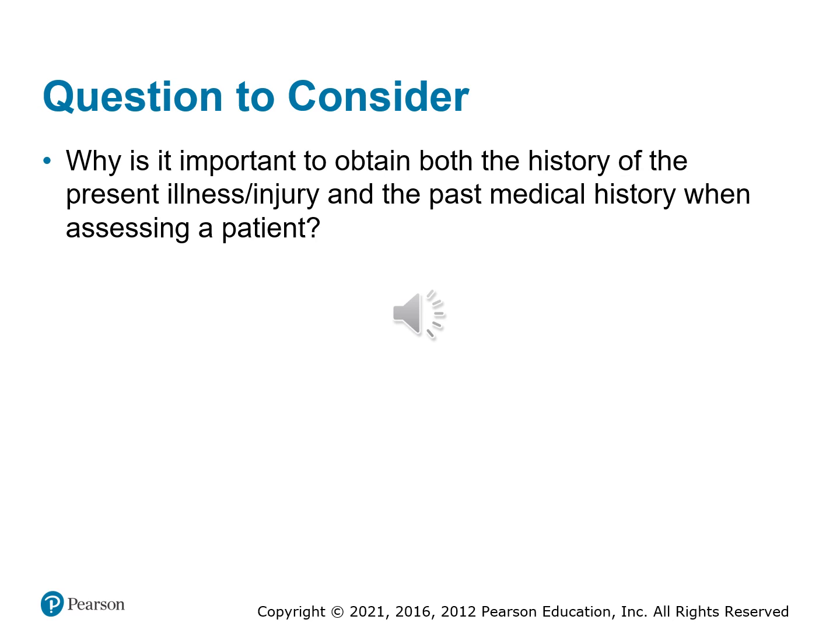So when we think about our history, remember we're looking for two pieces of history. We need to know what's going on now and what has happened in the past. So we want the HPI, or the history of the present illness, and then we want the medical history of their past medical conditions and the reasons they use their medications. Potentially any surgeries may also be important.